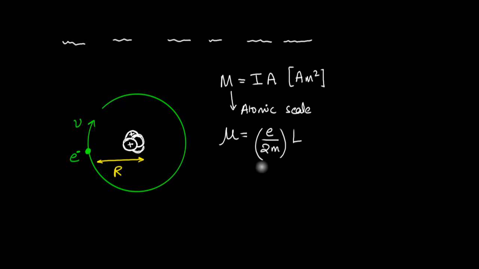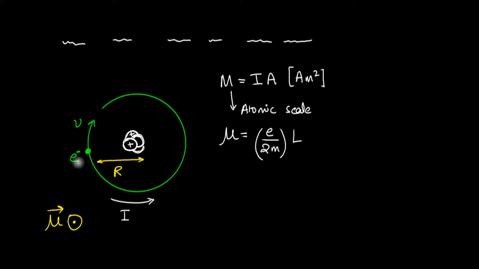Times L. And by the way, notice that if you were to do this vectorially, then there should be a negative sign over here. The reason for that is that the current in this example is clockwise, because the electron is a negative charge. And therefore the magnetic moment, if you use the right-hand rule, is actually sticking out of the screen.